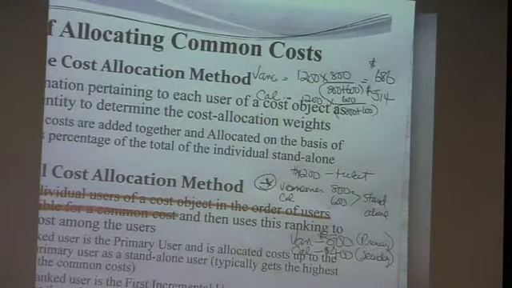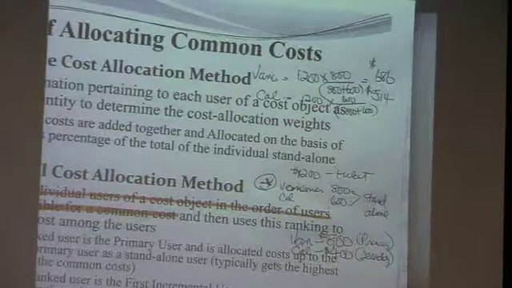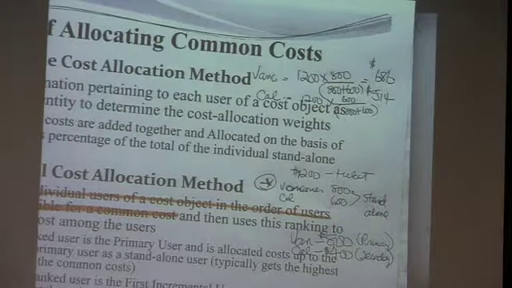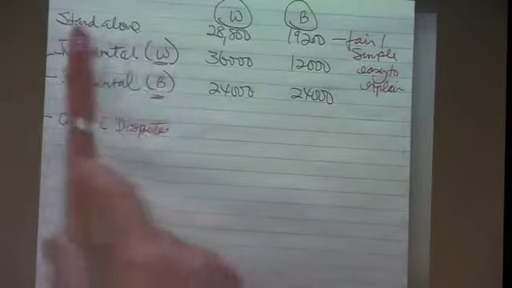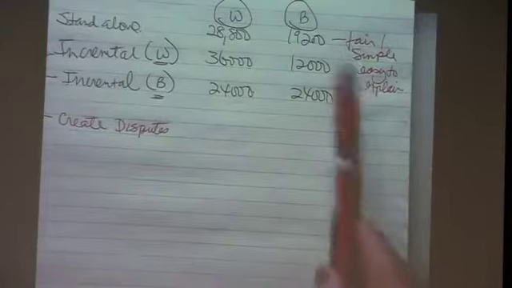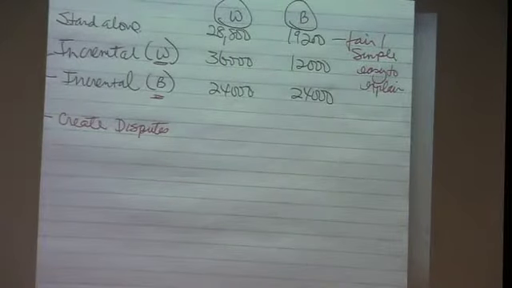Okay? So there's no magical rule of thumb to say which method is much more superior. It depends on essentially the main reason, or the main attraction, for the common cost. But clearly the standalone is much more fair, much more simple, and easy to explain.